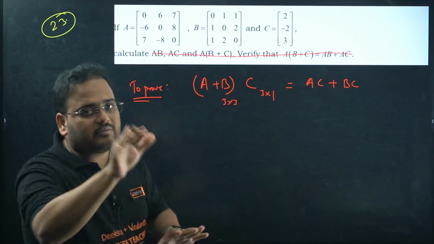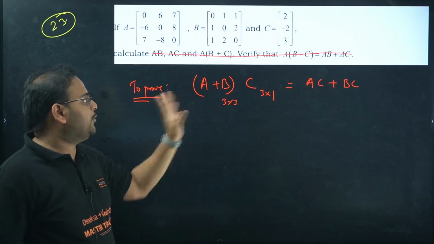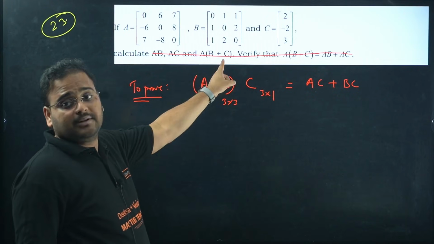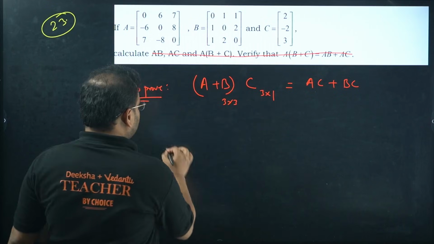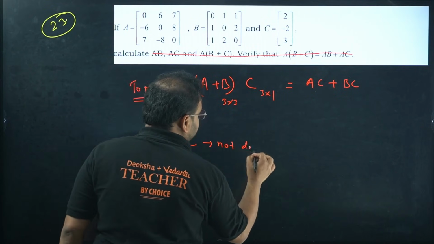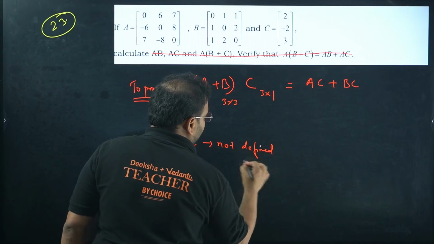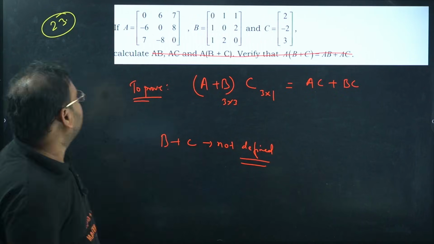If you want to skip all of that, simply come back to this point right now where I'm asking you to find this value. You cannot find B plus C. You cannot add B plus C. B and C are not of the same order. B plus C is not defined, sir, because they are not of the same order. Got it? Okay, so this is clear, guys.